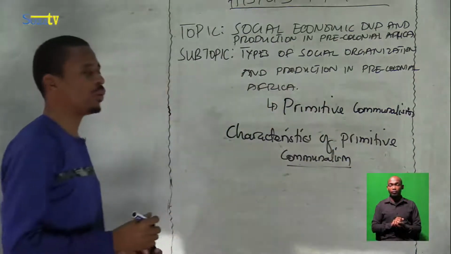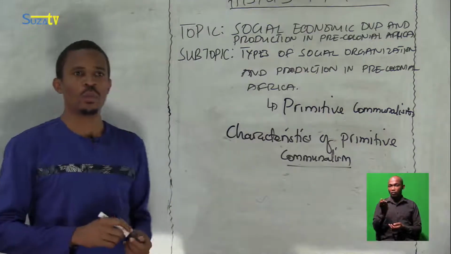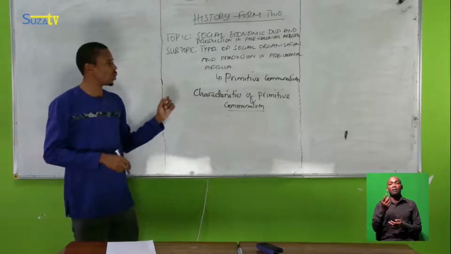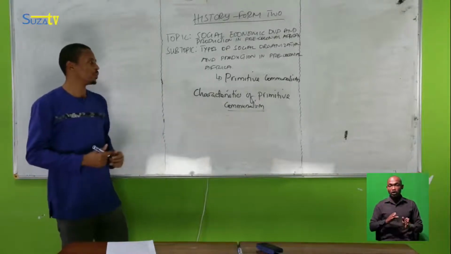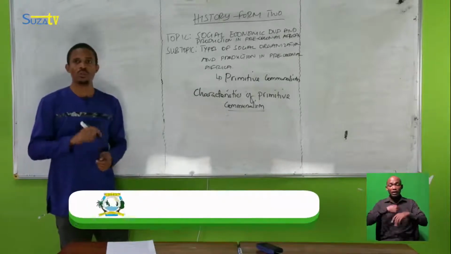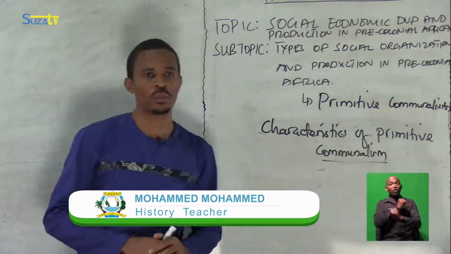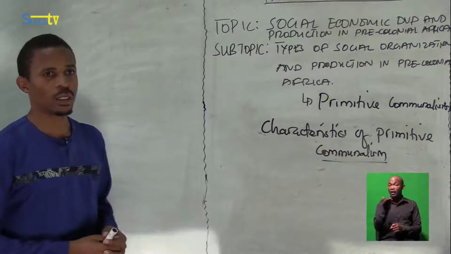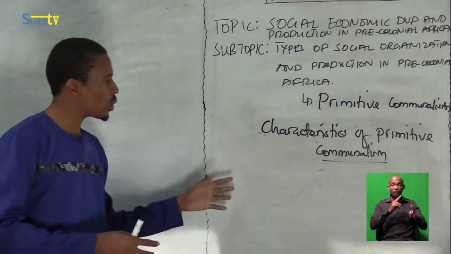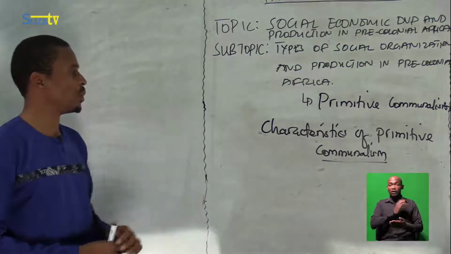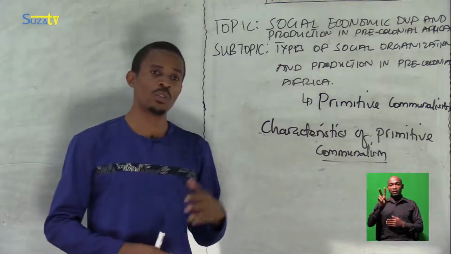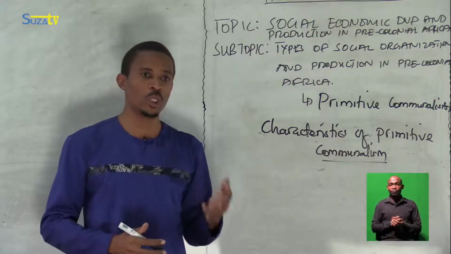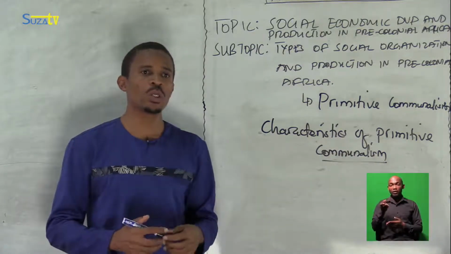What are the characteristics of primitive communalism? Remember, primitive communalism is the first mode of production or the first social organization practiced by the Africans before the coming of colonialism. It had its characteristics. What are they? Today, we are going to discuss some of them. Some of them can be found in the meaning of primitive communalism.